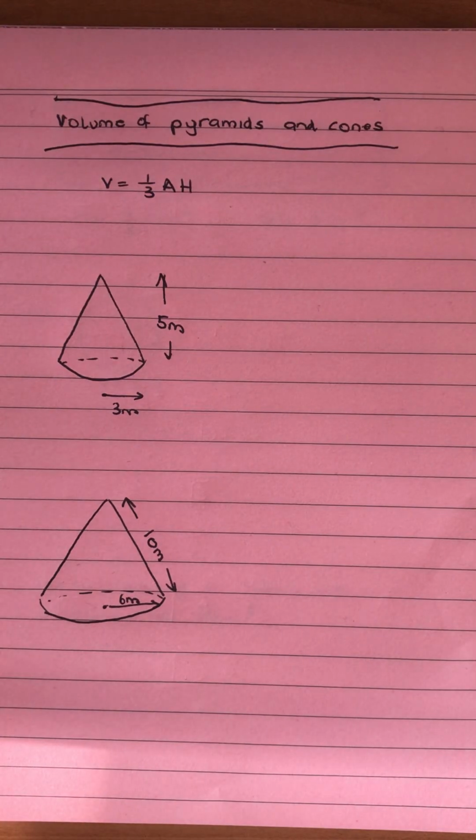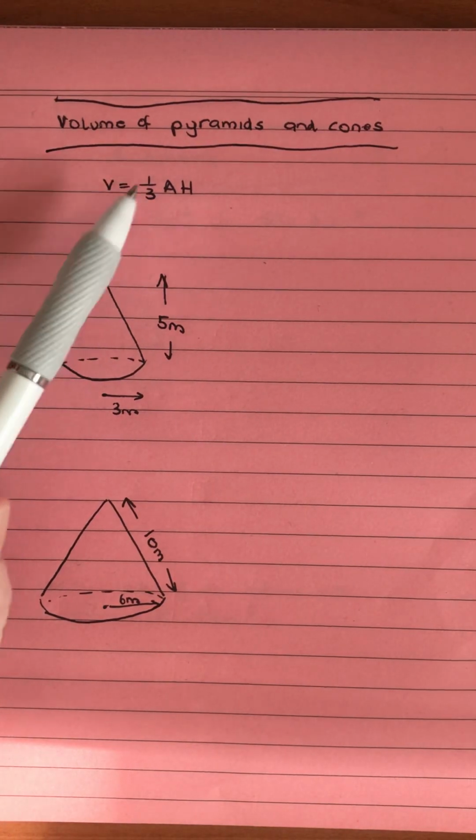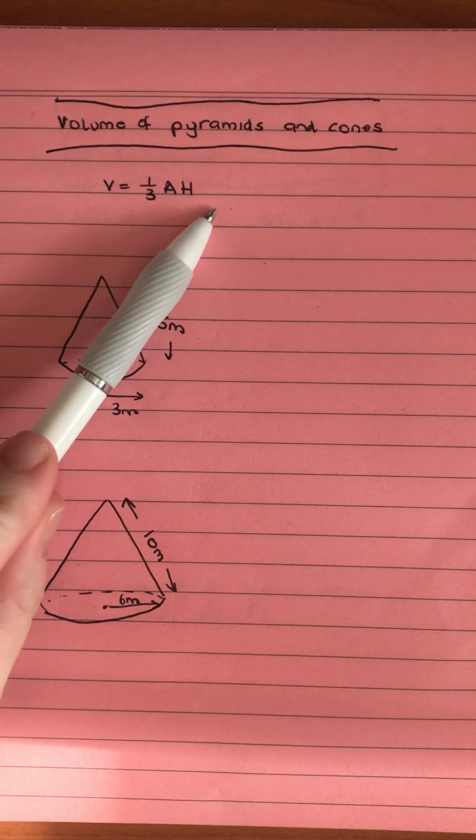Okay, having a look at volume of pyramids and cones today. So I'm mostly going to focus on the cones. It's the same rule for both. We just want a third of the area of the base multiplied by the height.